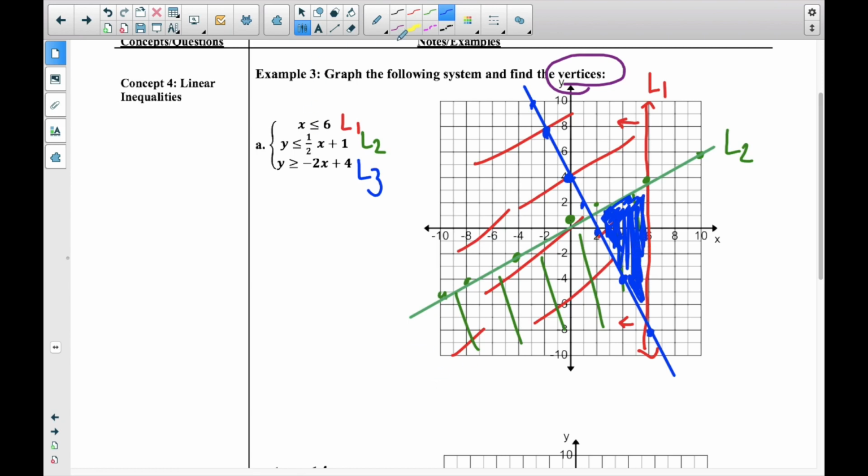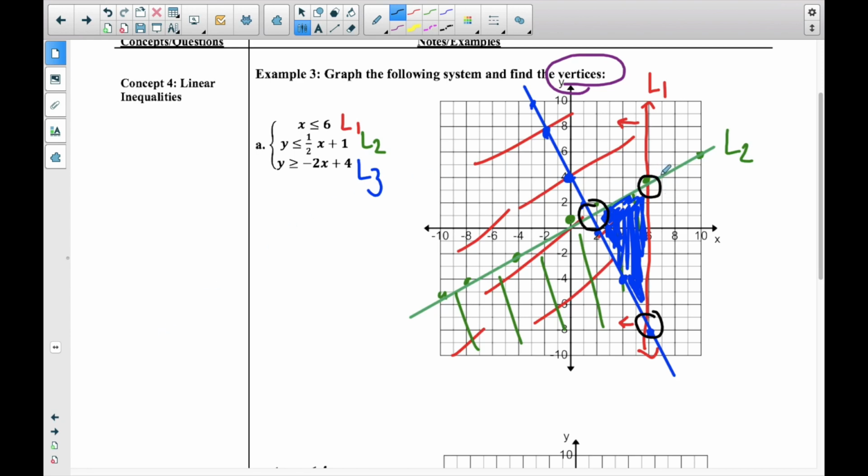That's how you graph it. However, the other part of the question was to find the vertices. So I need to find out where is this point, where is this point, and where is this point. And if I use my straight edge, then some of these will be easy to see.